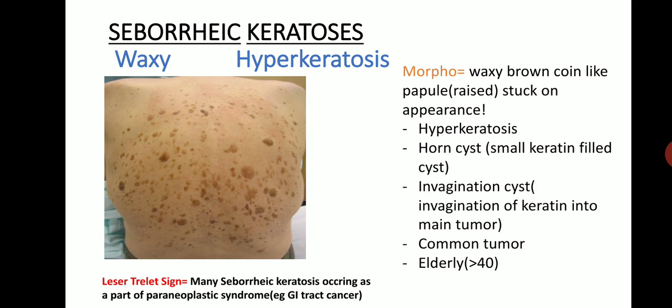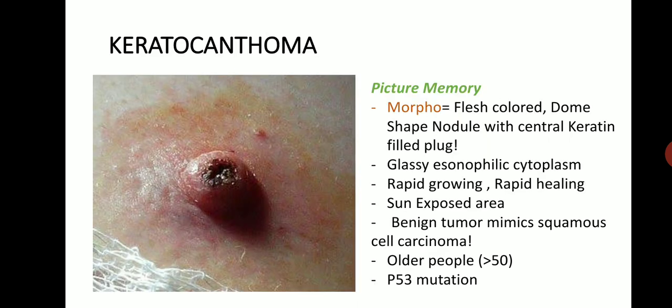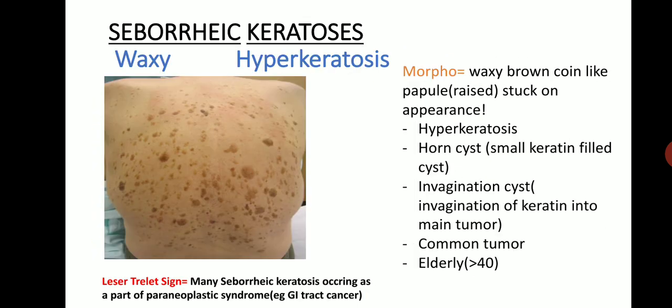Now here keratin is involved, so there will be cysts like horn cysts, which are small keratin filled cysts, or invagination cysts, which are invaginations of keratin into the main tumor. So both are related to the keratin. It is a common tumor, and it occurs in elderly more than 40. The previous tumor, keratoacanthoma, occurs in more than 50, while seborrheic keratosis occurs in more than 40.